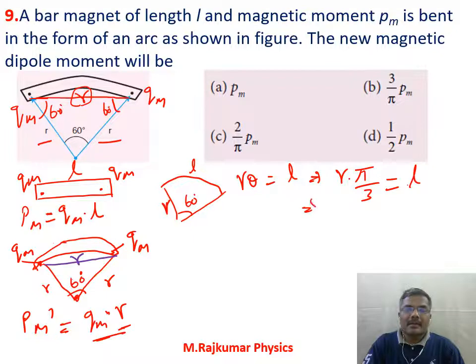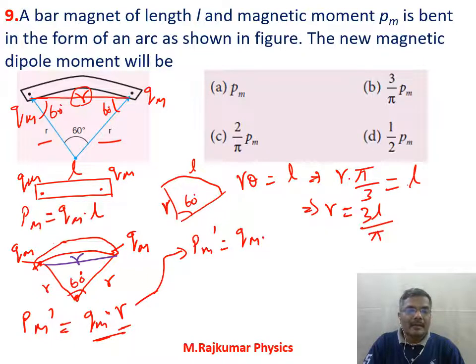So this implies R will be equal to 3L by pi. Now substitute this value: the magnetic moment will be equal to qm, and instead of this r, you substitute 3L by pi. So this I can write as 3 by pi into qm into L.